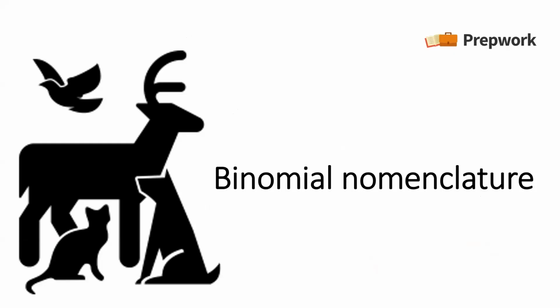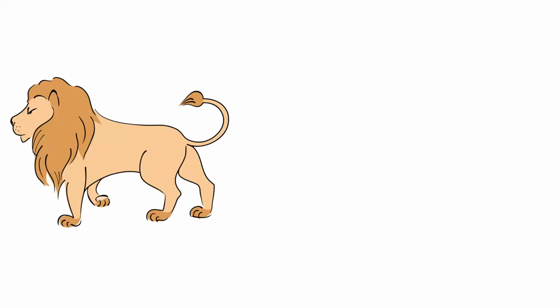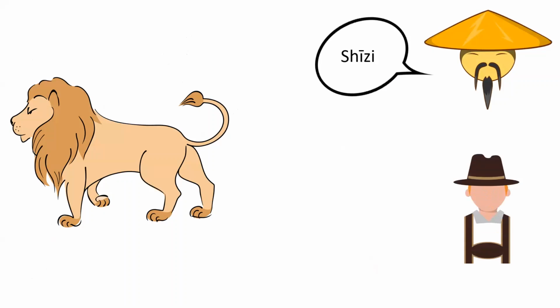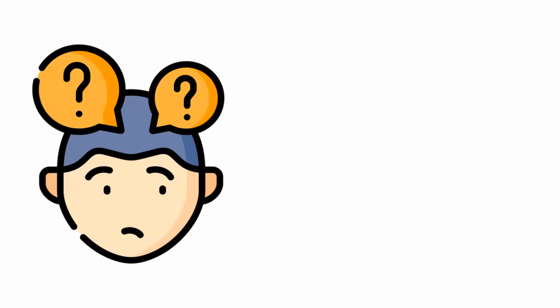Binomial nomenclature. Let us discuss what binomial nomenclature is. What do you see in this picture? We see a picture of a lion. But what does a Chinese man call this? He might call it something different, and a German would call it Löwe. So the name of the same animal varies across different languages and among different persons. It is not universal. It creates a lot of confusion.